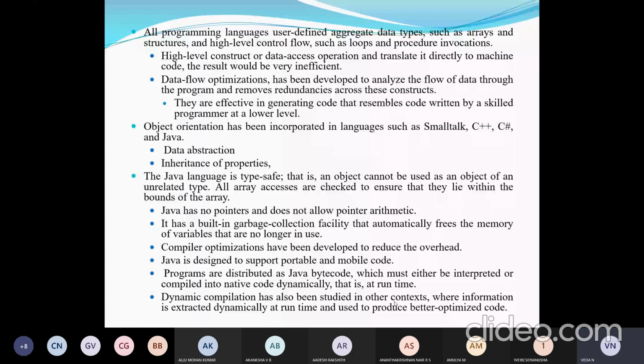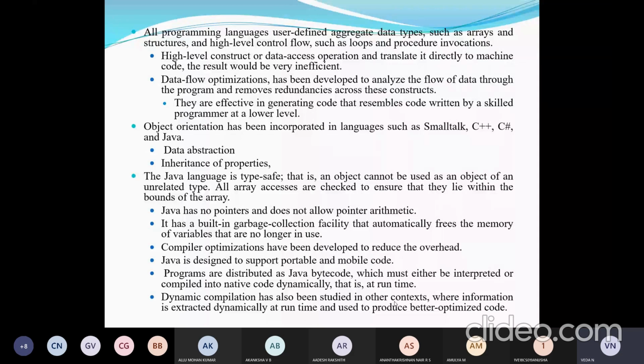Now, next is that Java is designed to support portable and mobile code. Programs are distributed as Java bytecode, which must either be interpreted or compiled into native code dynamically, that is at runtime. Dynamic compilation means that information can be extracted dynamically at runtime, and it can be used to get better optimized code.